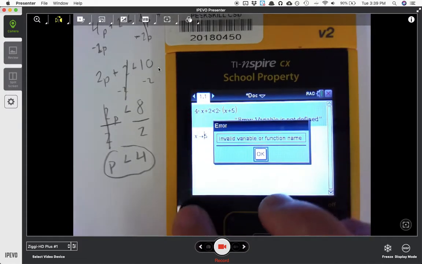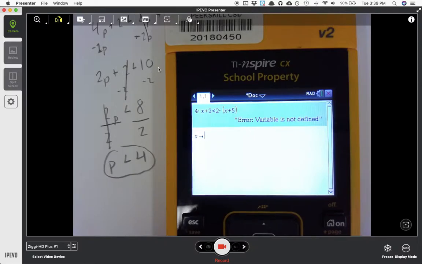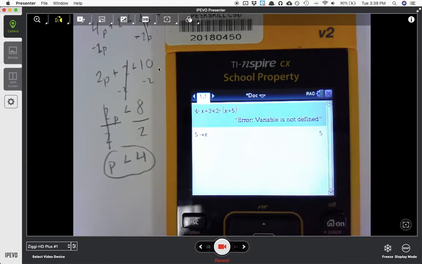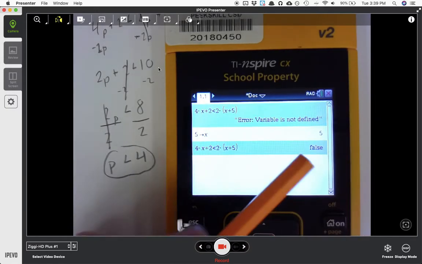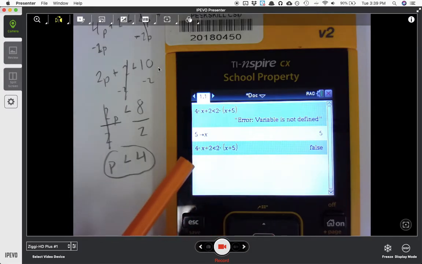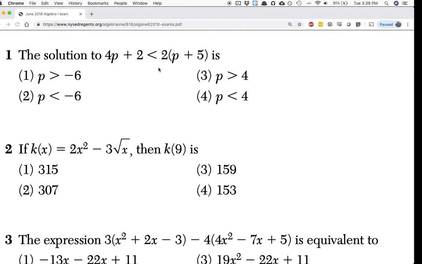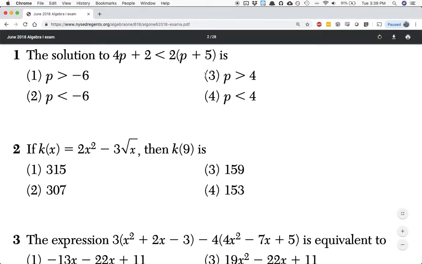Oh, sorry, other way around. You have to take 5 and store it into x, right? The 5 is going into the x. That's done, and now if I copy this, it will tell me true or false. It says false because that's saying if I plug 5 in for x, it doesn't work. And 5 in for x would be answer choice 3.